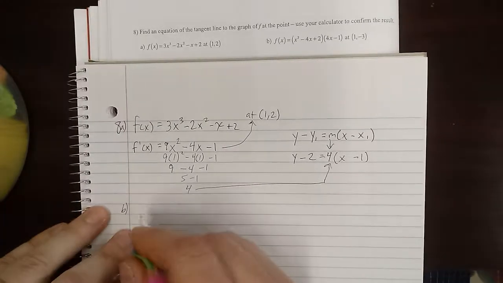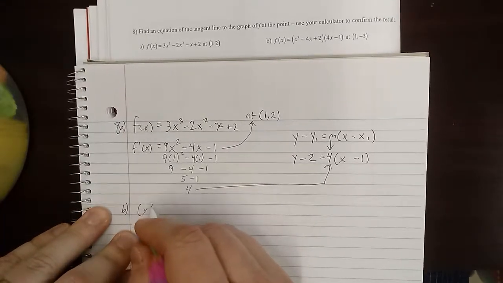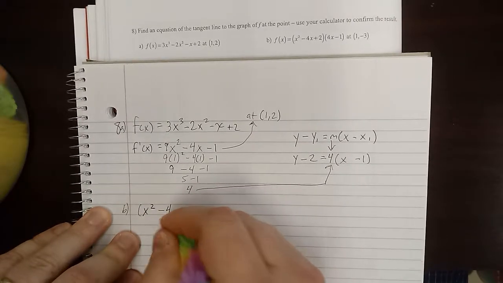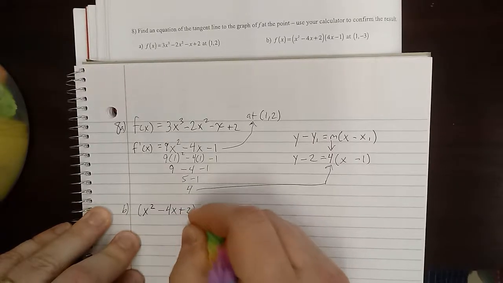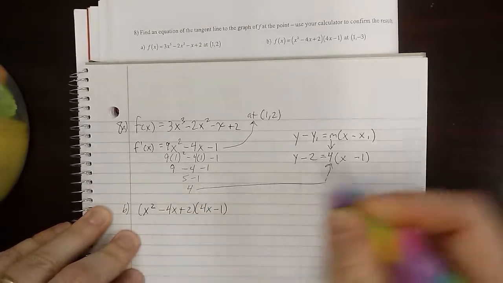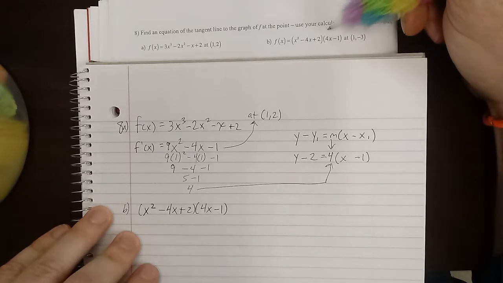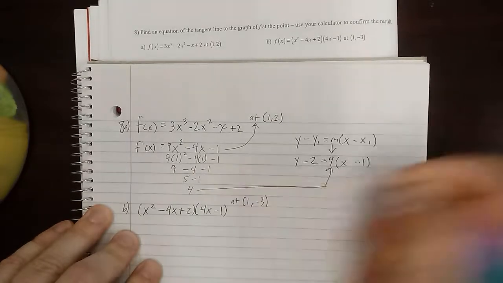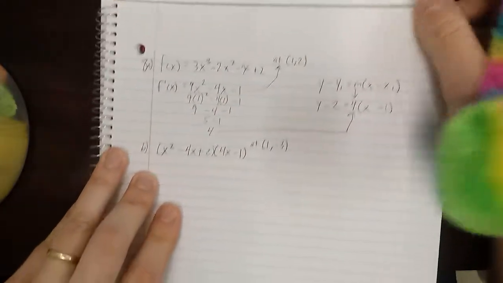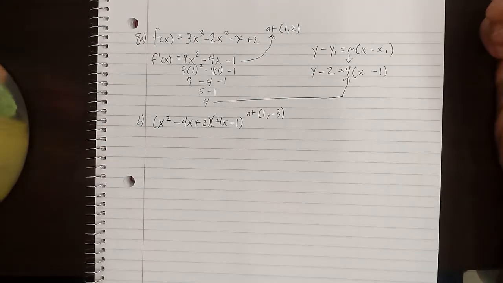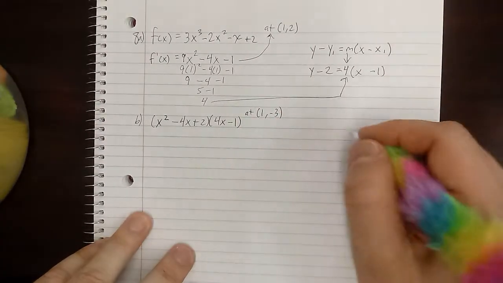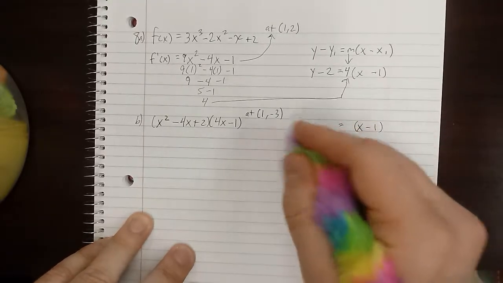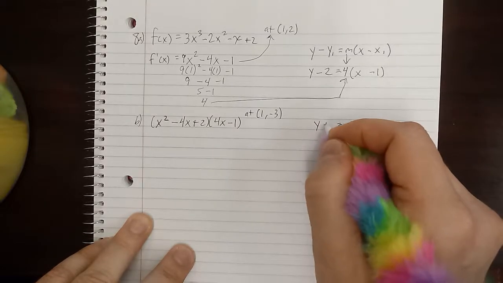I'll do the next one in slope-intercept form. So b, it gives us the function x squared minus 4x plus 2, times 4x minus 1. I'm just copying it all down. And then it wants at 1, negative 3. So similarly, we have a good chunk of this already done. I'll take the x minus 1. I'm not going to know my slope yet, but I do know I can take y minus negative 3, which is y plus 3.